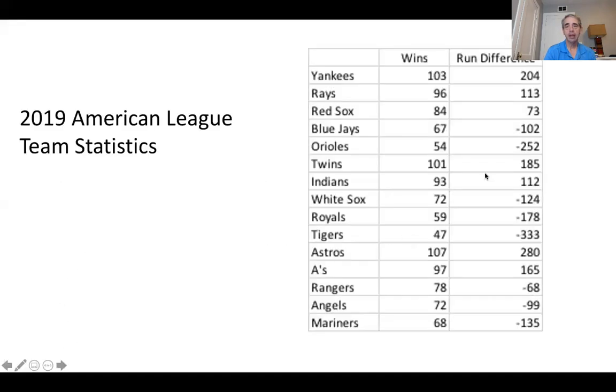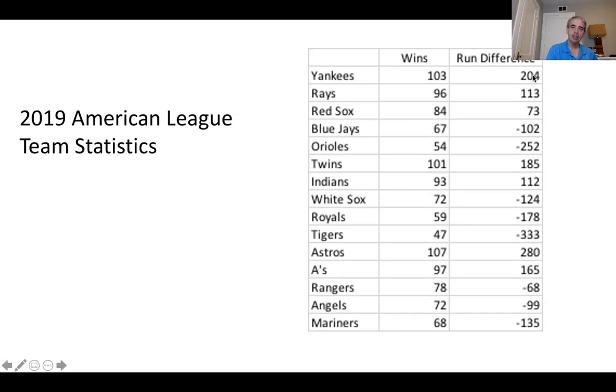So here's the data that I have. I have the 2019 American League season. We have the number of wins for each team. So the Yankees won 103 games, the Rays won 96, the Red Sox won 84, etc. And then here I have the run difference. So what does this 204 mean?